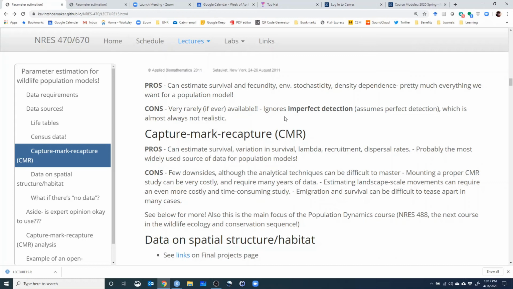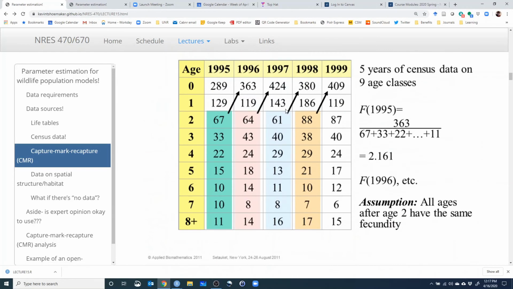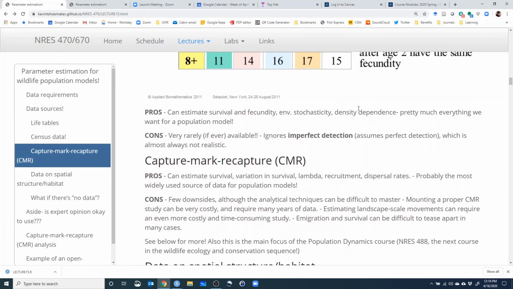So the pros of census data. Well, yeah, we can do a lot with it. We can estimate survival, fecundity, environmental stochasticity, density dependence. I didn't mention density dependence, but we can compute it from that because we know the total abundance in each year, and we know the vital rates in each year, and we can look for a relationship between survival or fecundity and density just using this data. This is all the data we need to estimate all sorts of parameters, pretty much everything we would want for a population model. What's the con?